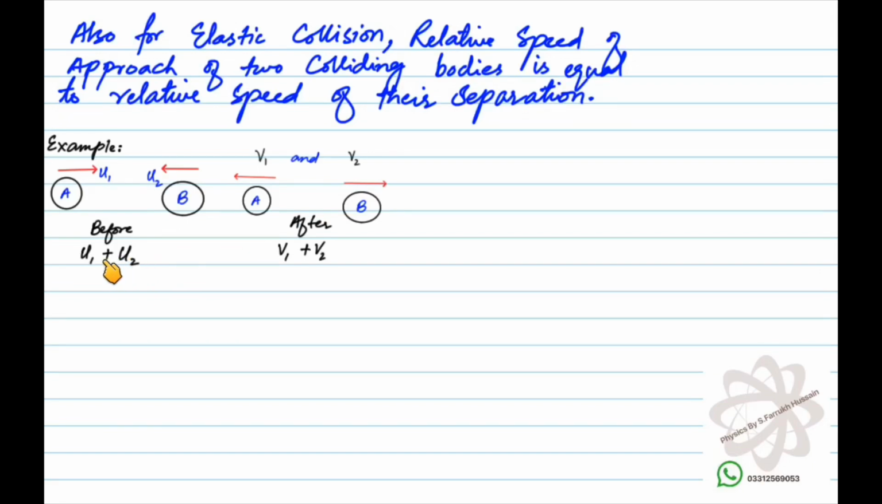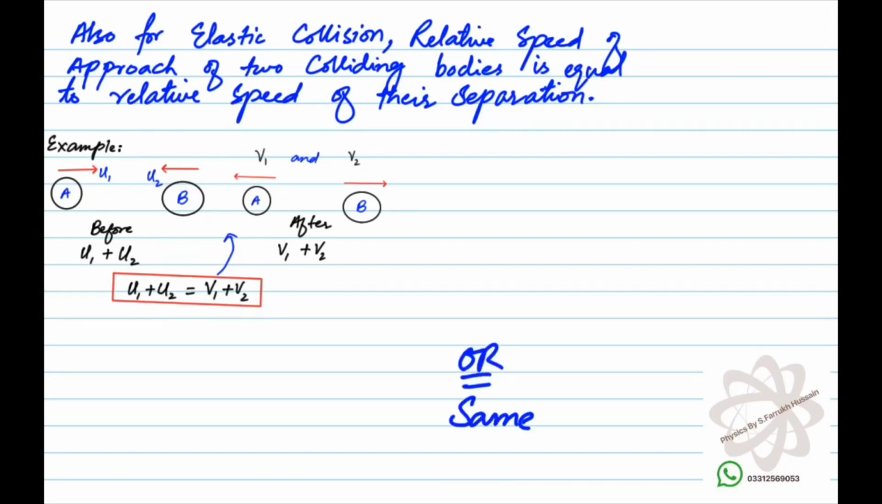So the relative speed of approach, if the speeds were 10 meters per second and 5 meters per second, you can simply find out by adding the two speeds. And similarly you can find out the relative speed of separation by adding the two speeds of object A and B. So if the collision is elastic, u1 plus u2 is equal to v1 plus v2, which is actually 10 plus 5 is equal to 8 plus 7.